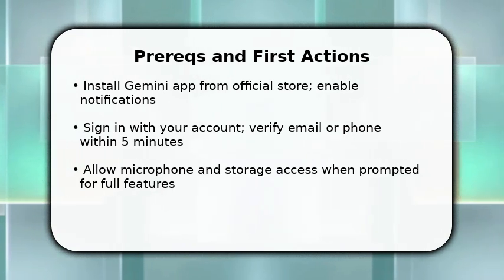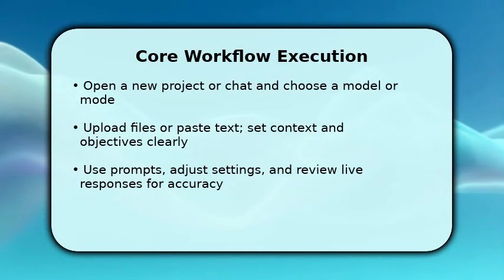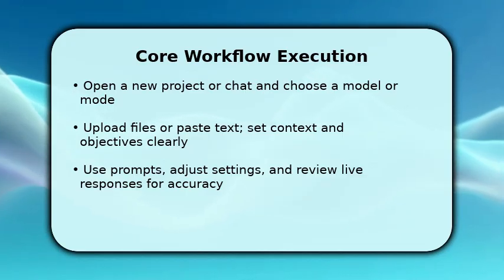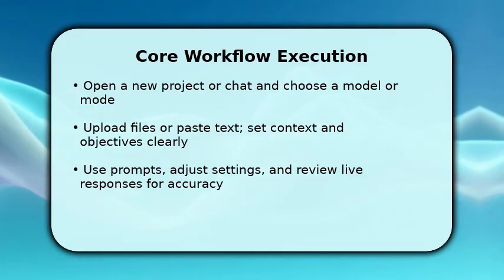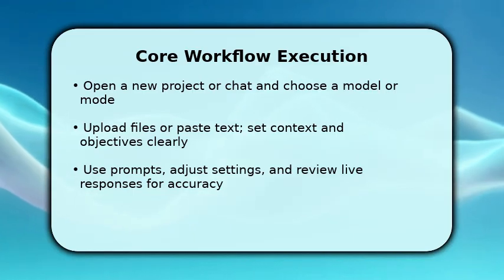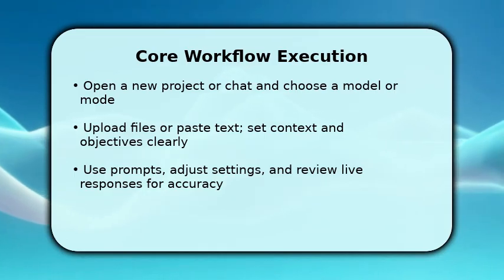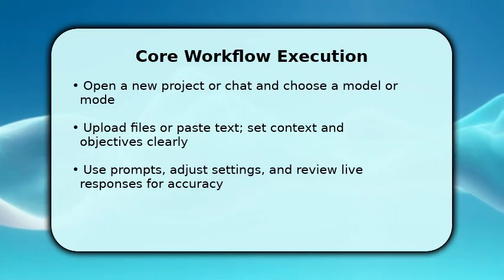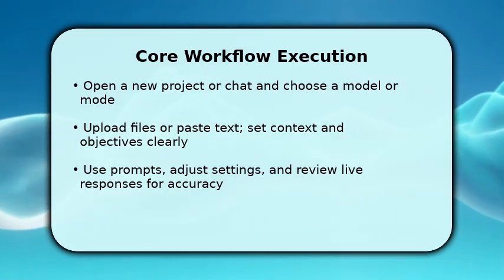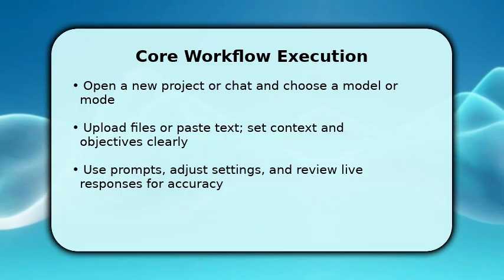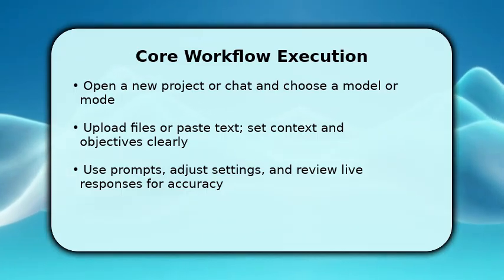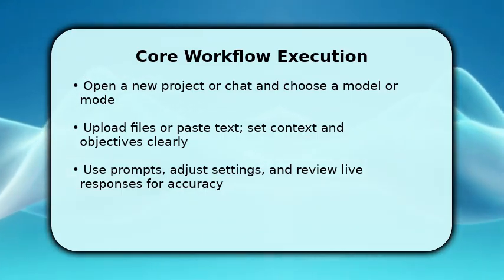You now move into the core workflow and execute detailed steps. Open a new project or conversation, select the model or operational mode that fits your goal, and then give context, upload files or paste text and state objectives clearly. Once the model responds, refine prompts and tweak temperature or creativity settings to shape output. Make iterative checks against your intent and use the history tool to compare versions. This keeps control while exploring outputs and prevents drifting off.